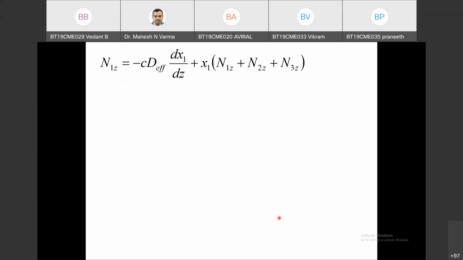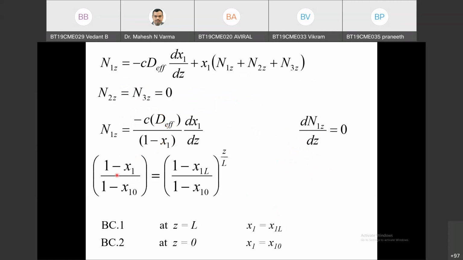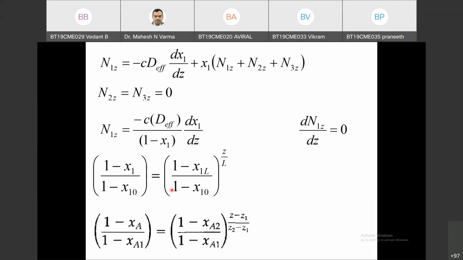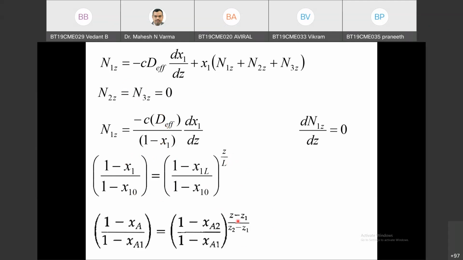Once you have the effective diffusivity, you can use the same equation with the effective diffusivity in place of the diffusivity, and you will get this concentration profile, and similarly the flux profile. This is exactly the same concentration profile which we derived previously; there will not be any changes. Only here, Z1 equals 0 and Z2 minus Z1 equals L.